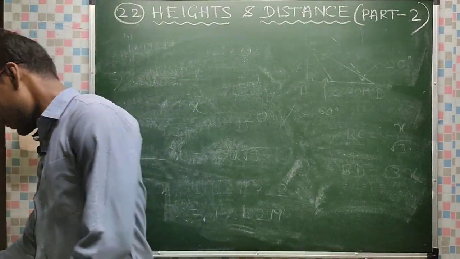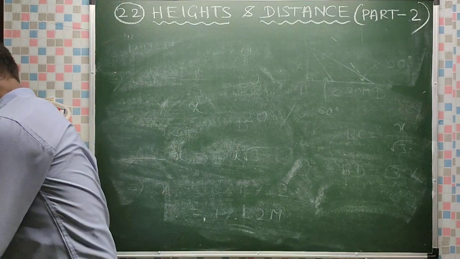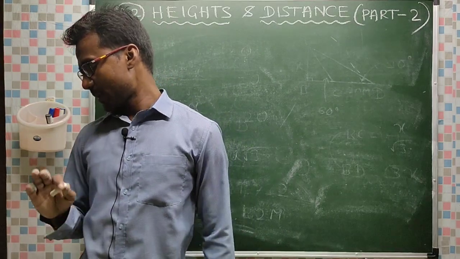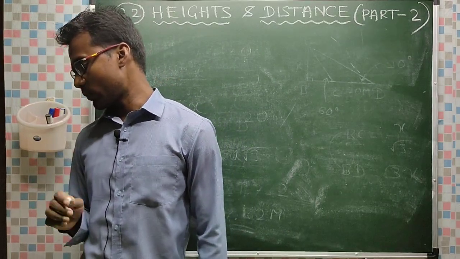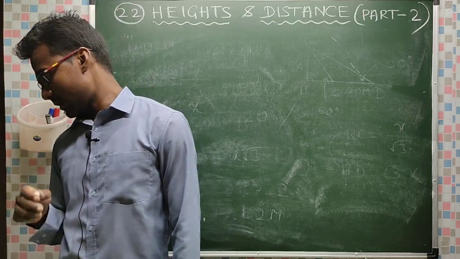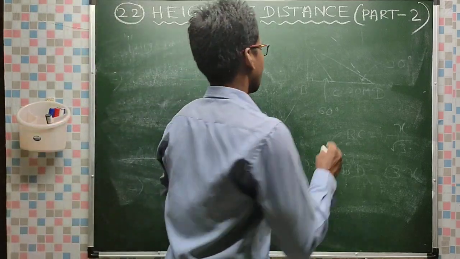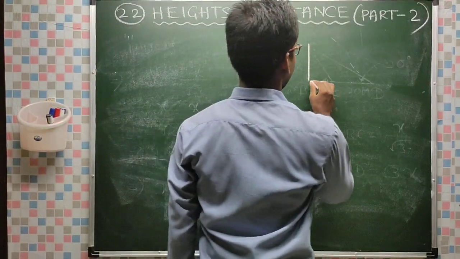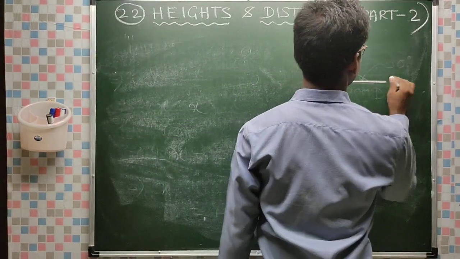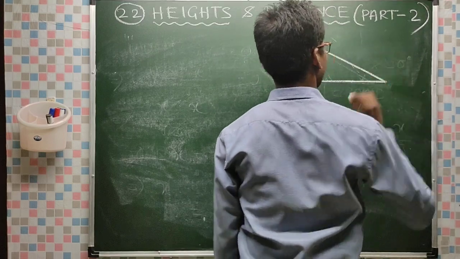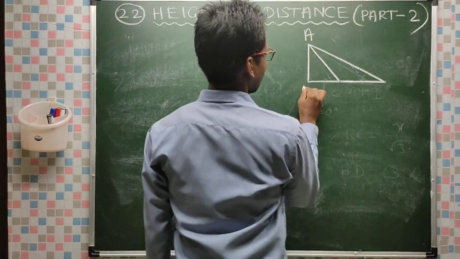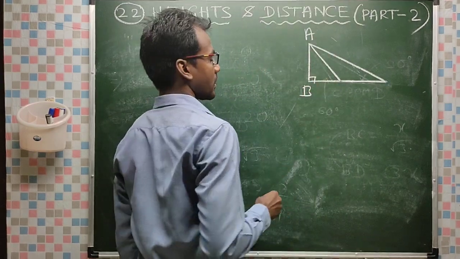Next example. The length of the shadow of a tower standing on level plane is found to be 2y meters longer when the sun's altitude is 30 degree than when it was 45 degree. Suppose this is the tower, this is 30 degree and this is 45 degree. AB is the tower.